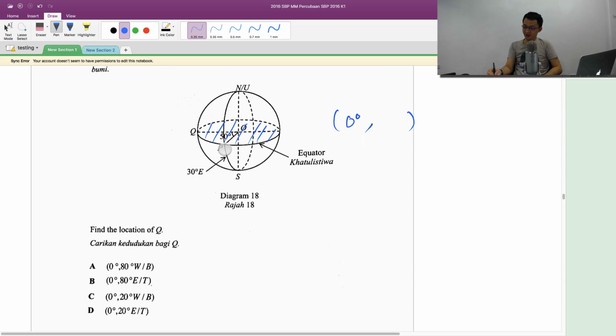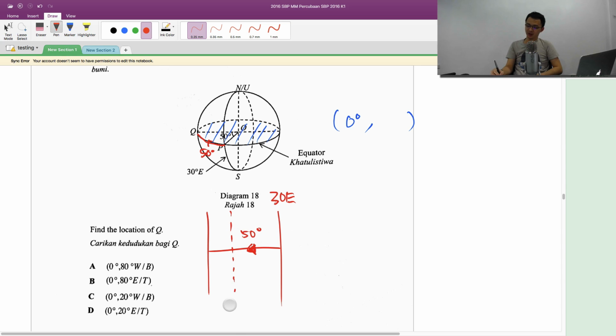Since this line is 30E, and then I move 50 degrees to the west to actually reach my Q, I will just draw out this line. This is 30E. And then I move 50 degrees to the west. You see the arrow, you know where is west. When you move 50 degrees to the west, east to west is minus, right? So you move 30 degrees.